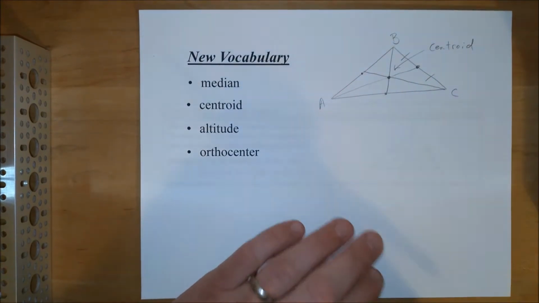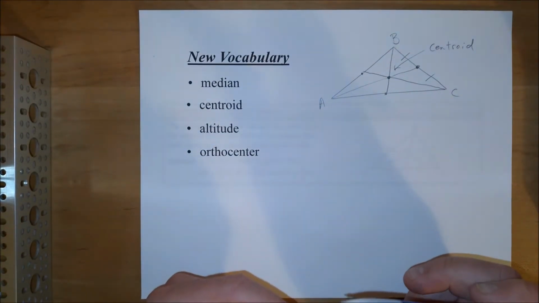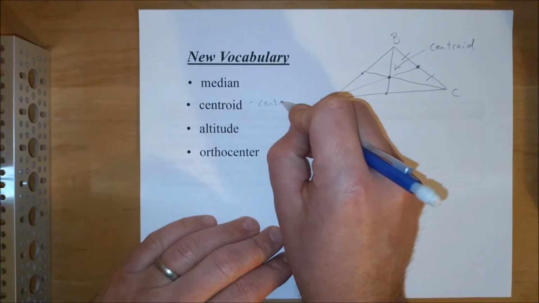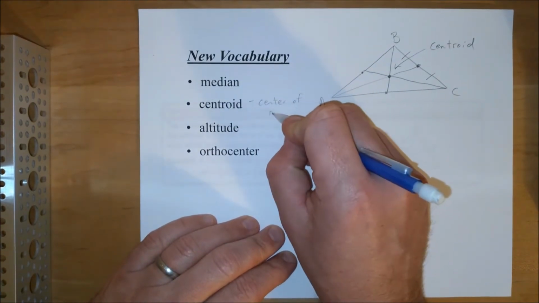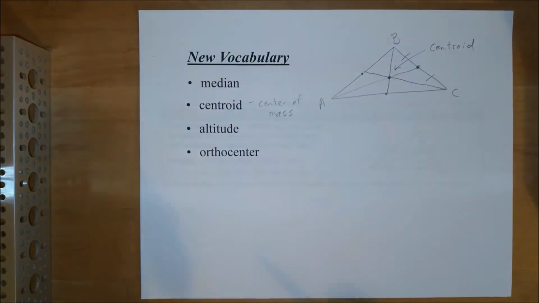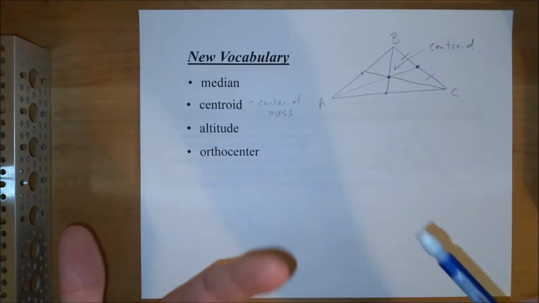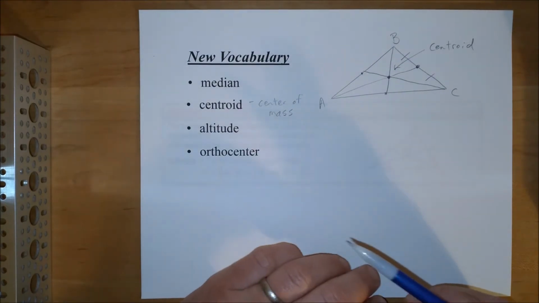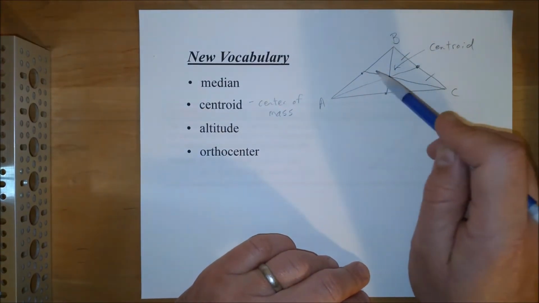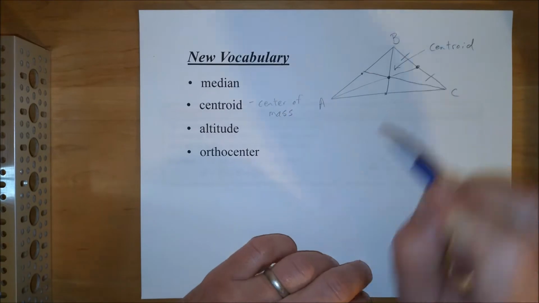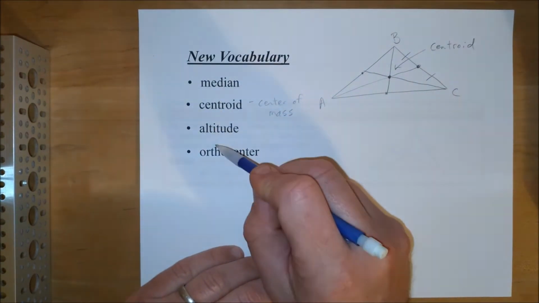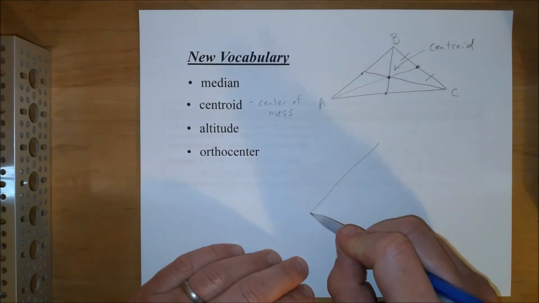And what's cool about the centroid is it represents the center of mass. Center of mass of a triangular shape. So if you were trying to make a triangle that you wanted to balance, then you'd be looking to find the centroid. If you want to find the centroid, draw three medians, and they will all converge at that point.